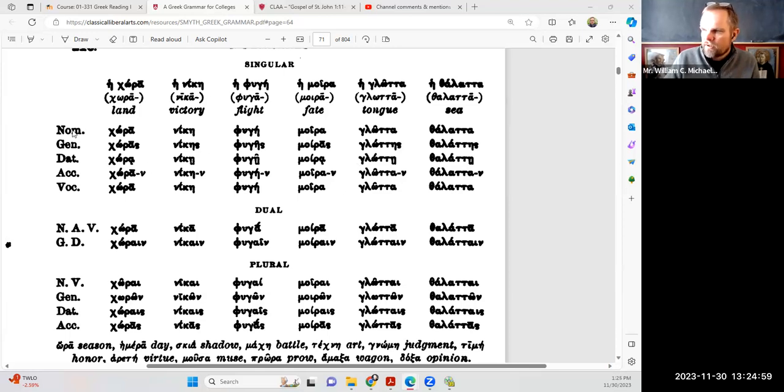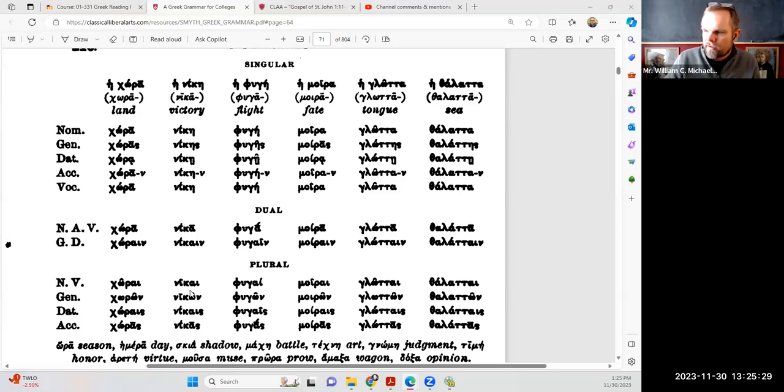Now, what I want you to do is just follow across these lines. And what I want you to pay attention to is how they have their endings in common. So for example, kora ends in an alpha. Nike ends in an eta, but it has an alpha stem. So Nike actually ends in eta in the nominative case. Why in the world is it called an alpha stem if it ends in eta?